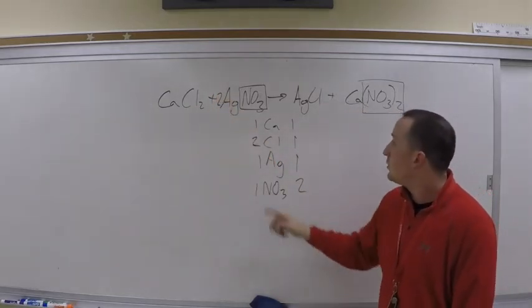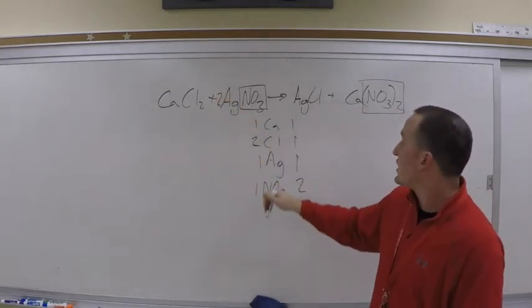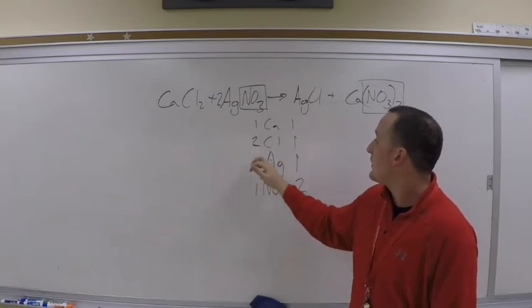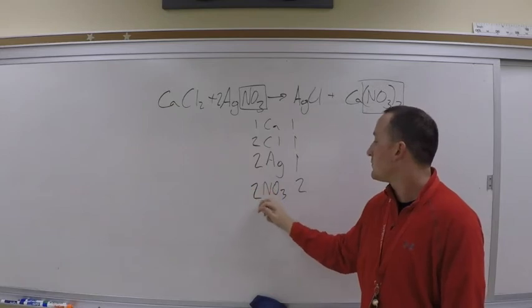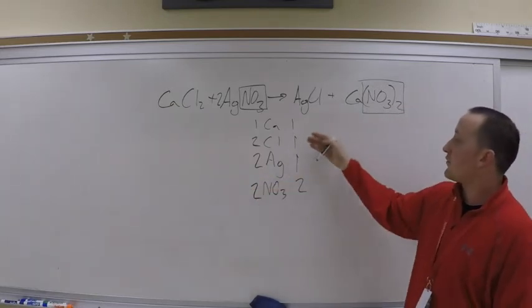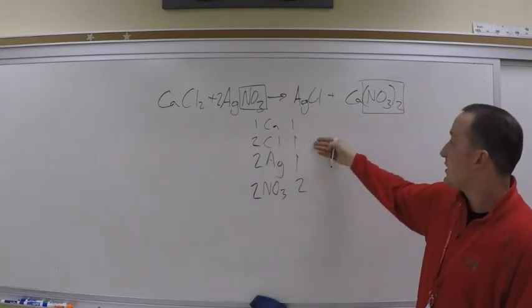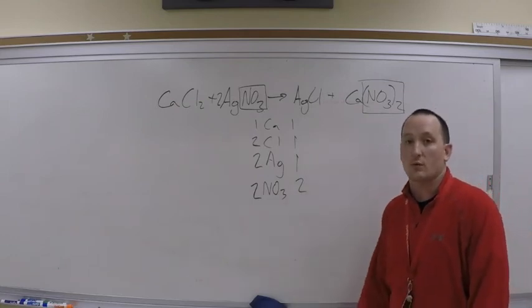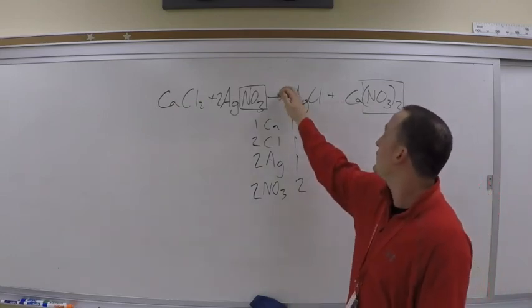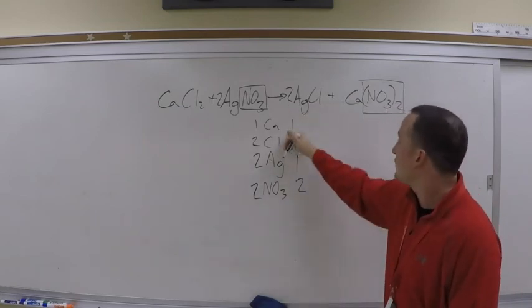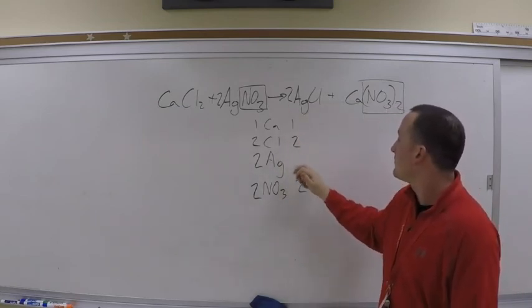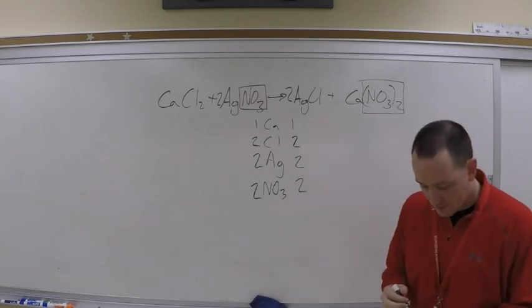Okay, so that 2 now does 2 things. It changes my number of silvers. I now have 2 silvers. And I now also have 2 nitrates. But now I need to come back over here, because by changing those numbers, now my chlorines and my silvers are short. Well, what's nice is, if I put a 2 here, that's going to give me 2 silvers, and it's going to give me 2 chlorines, which fixes my problem. And now my equation is balanced.